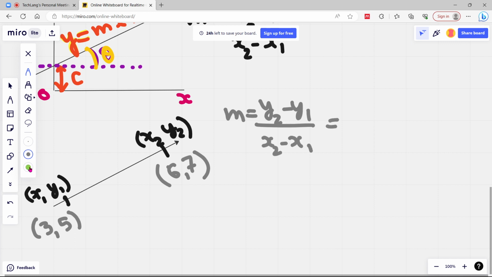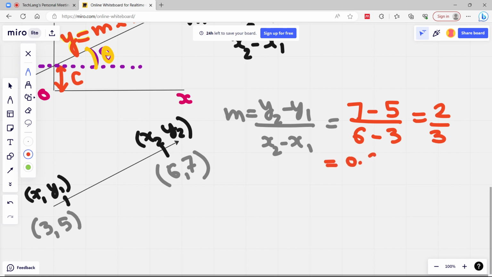That would be equivalent to y2, that is 7 minus 5, upon 6 minus 3, right? It would be equal to 2 upon 3, right? So m would be around 0.67, the slope would be 0.67.